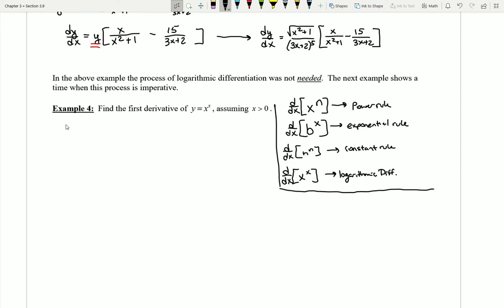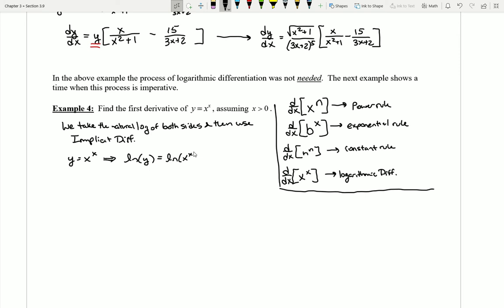So I'm going to start by taking the logarithm of both sides. So I'll say we take the natural log of both sides, and then we will use implicit differentiation. So let's see. If I have y equals x to the x, that of course is going to mean that the natural log of y is equal to the natural log of x to the x.